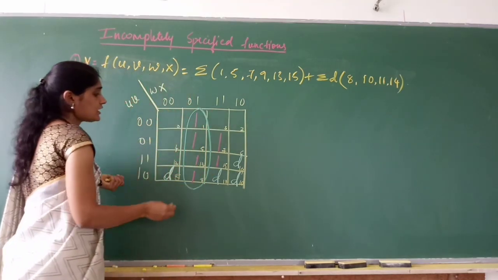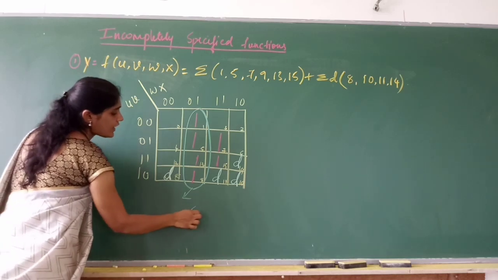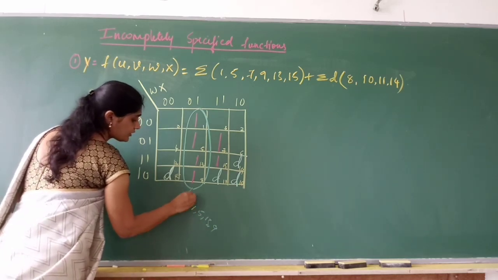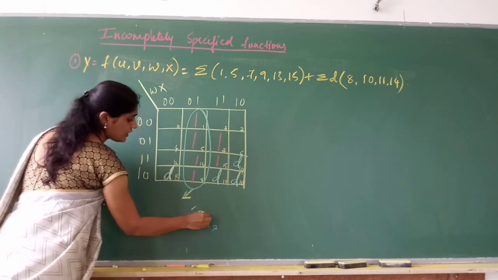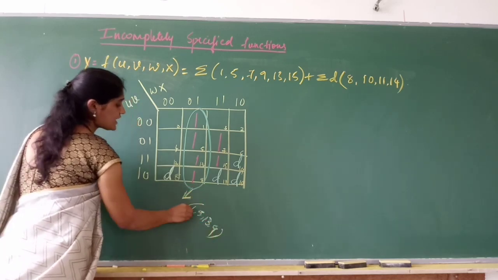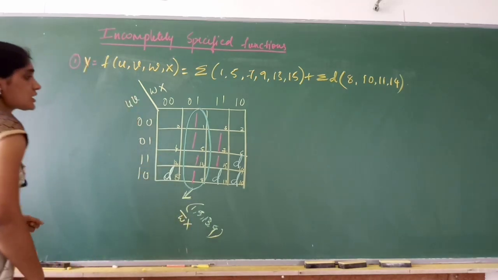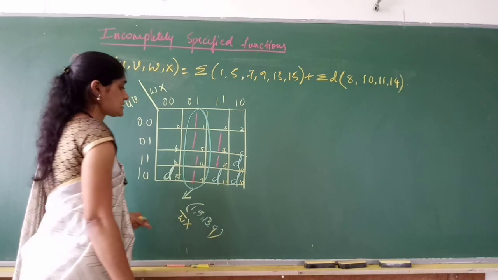I will go. So if I group 1, 5, 13, 9, what is the answer I get? The product term I get is W bar x.